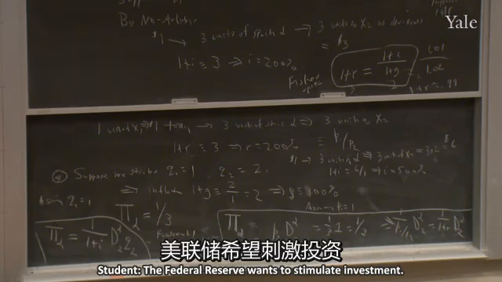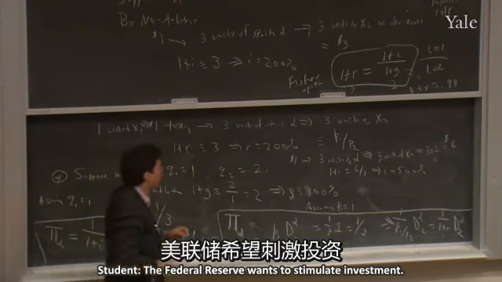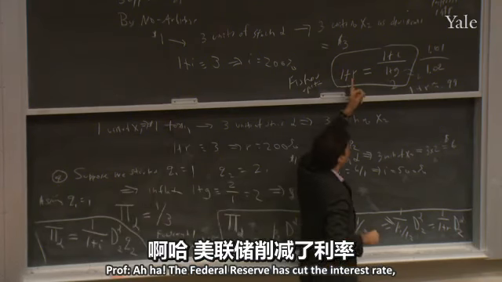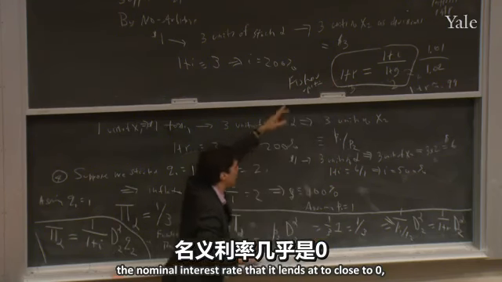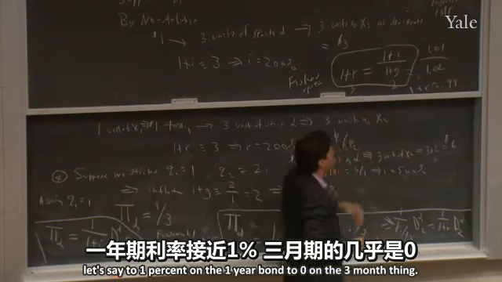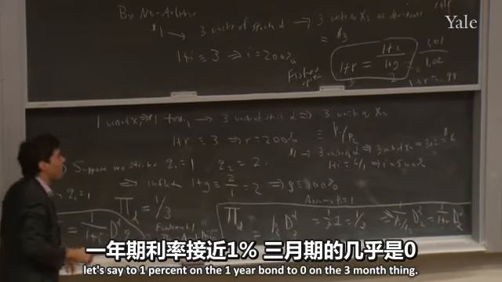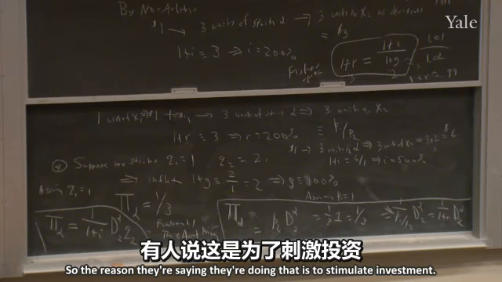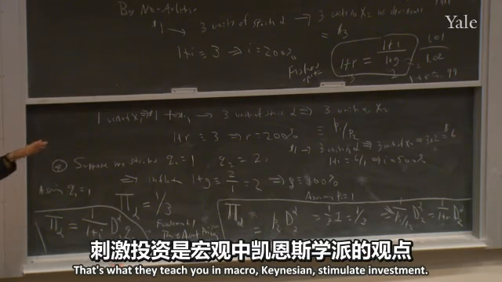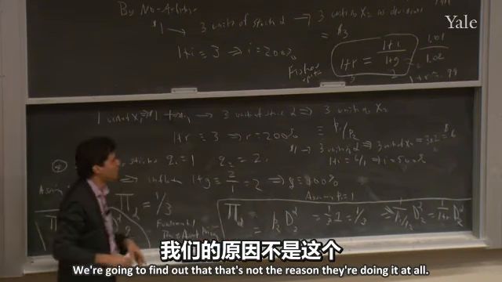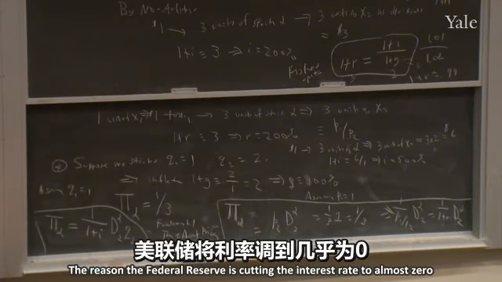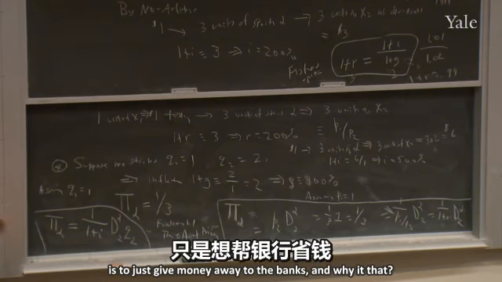Yep, the Federal Reserve wants to stimulate investment. Aha, the Federal Reserve has cut the nominal interest rate that it lends at to close to 0, let's say to 1% on the 1-year bond, to 0 on the 3-month. And the reason they say they're doing that is to stimulate investment. That's what they teach you in macro, Keynesian, stimulate investment. We're going to find out that that's not the reason they're doing it at all. The reason the Federal Reserve is cutting the interest rate to almost 0 is to just give money away to the banks. And why is that?